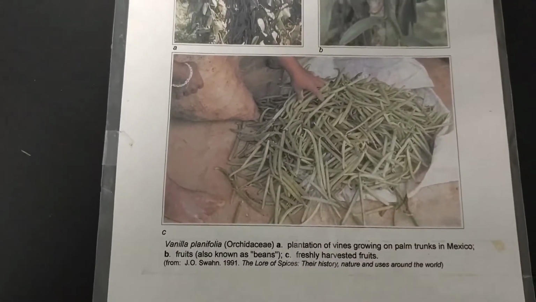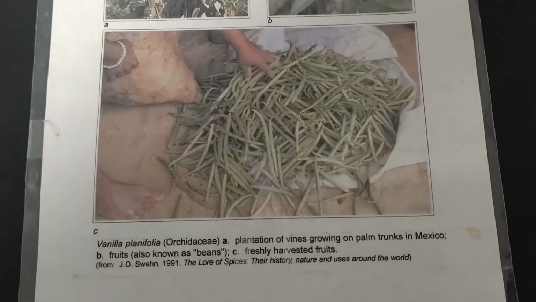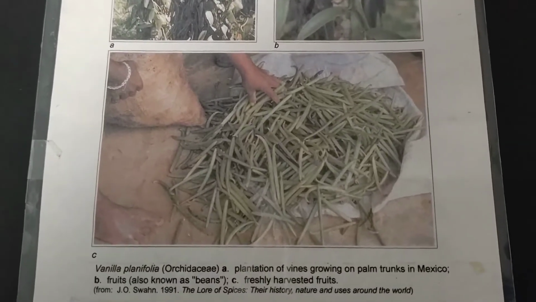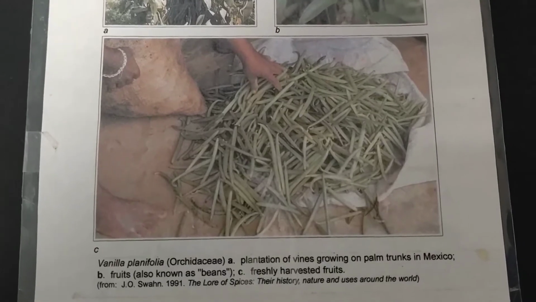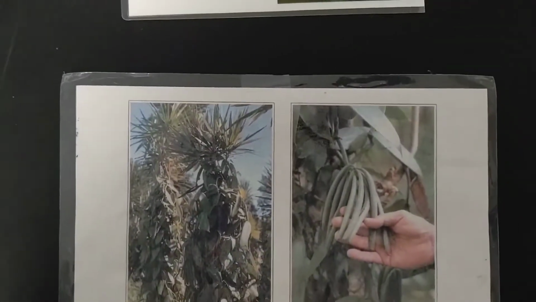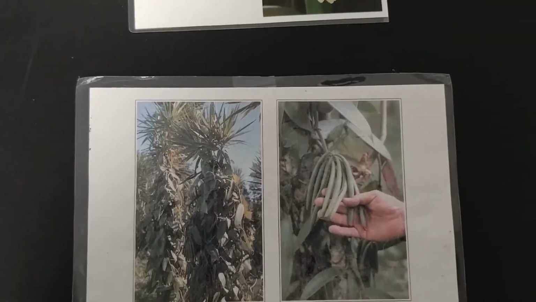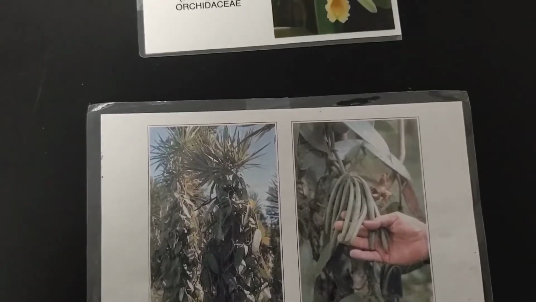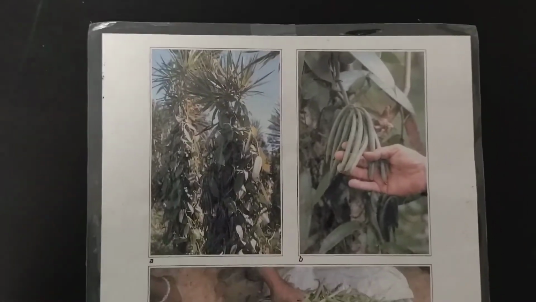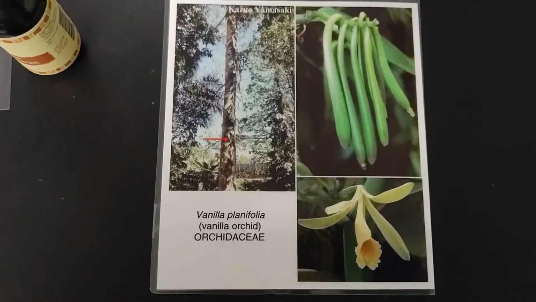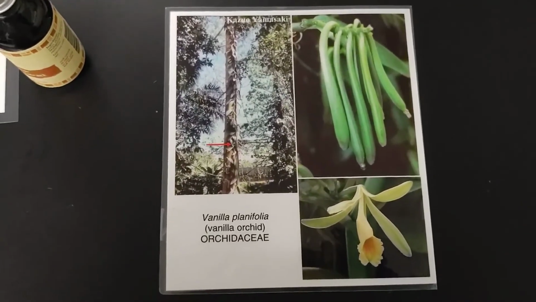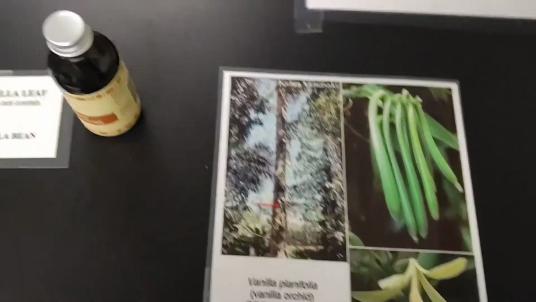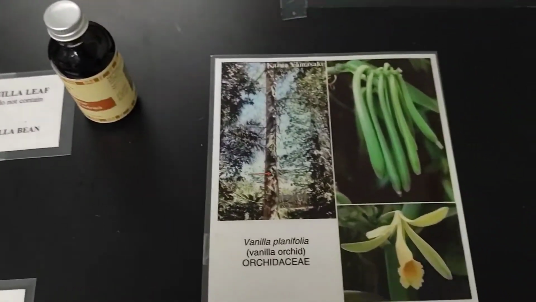Here as well we have the plant. These are harvested beans essentially here. The bean is not a typical bean, but a fruit. And this is it growing up a beautiful palm, those beautiful bean pods. Sorry, one more. Here is Vanilla planifolia, the most commonly used vanilla for things like vanilla extract.